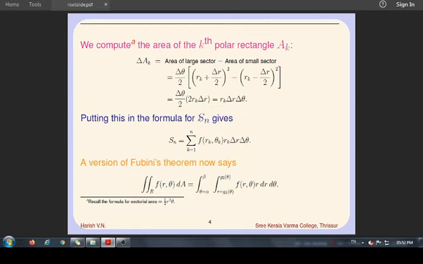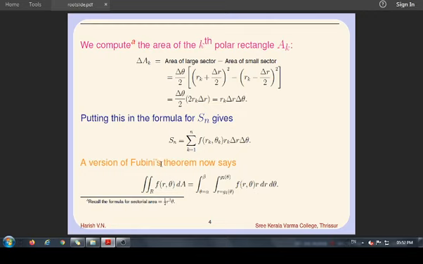Now putting this value in Sn, we will get Sn equal to sigma k equal to 1 to n f of (rk, theta k) into delta Ak, which becomes rk delta r delta theta. So this is the Riemann sum.